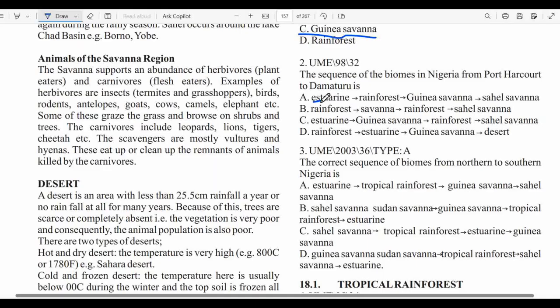So how do we eliminate? It must begin with estuarine, and we have two options beginning with estuarine. But it must end with Sahel Savannah. Which option is also ending with Sahel Savannah? Wow. Both of them started with estuarine and both ended with Sahel Savannah. But what is in between? If you move from estuarine, you move into the rainforest. If you move out of the rainforest, you're going up north in Nigeria, you'll move into the Guinea Savannah. If you move further from Guinea Savannah, you'll move into the Sudan Savannah, and then the Sahel Savannah. So the right answer to this question would be option A.